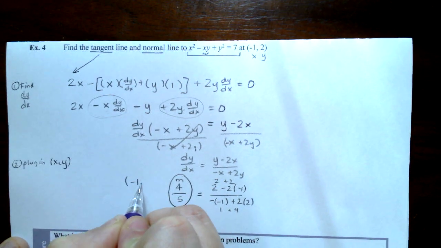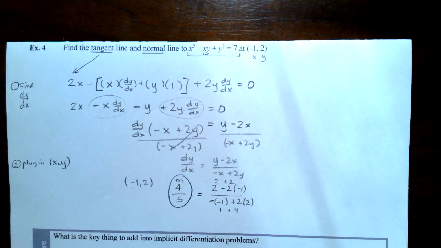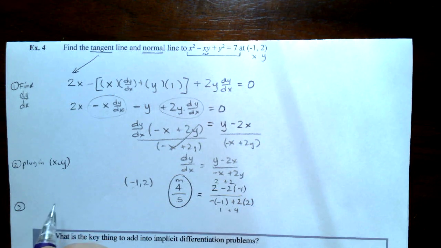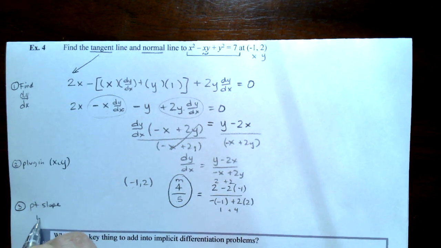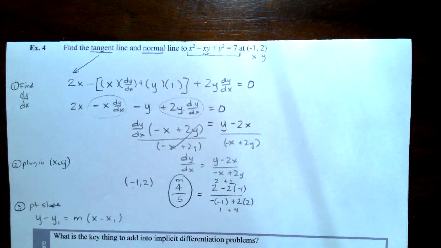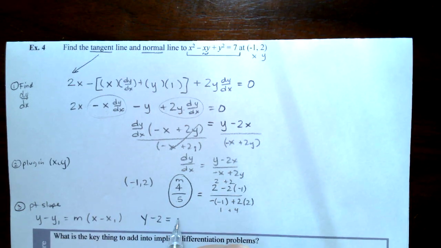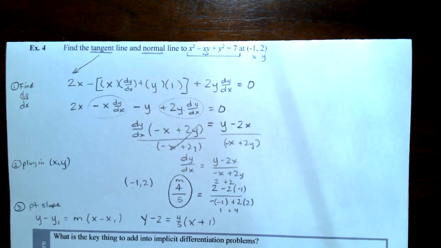I have my point, negative 1, 2, x and y, and I have my slope, 4/5. I'm going to use those things and put them into my point slope. So my point slope is y minus y1 is equal to m times (x minus x1). So I take this information and I say y minus 2 is equal to 4/5 times (x plus 1), because I'm going to subtract the negative 1, and I'm done.